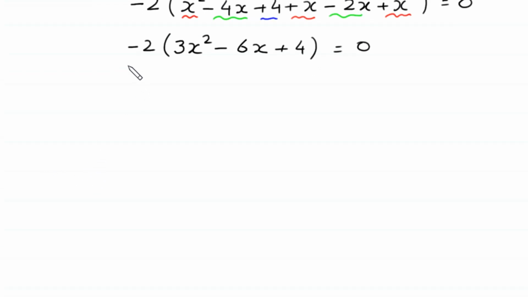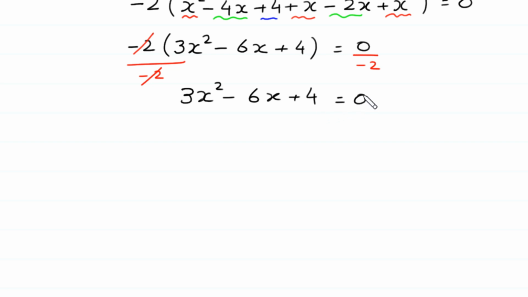Now we divide both sides by -2. This -2 will be cancelled with this -2, and here left 3x squared minus 6x plus 4 is equal to 0. Now this quadratic equation is not factorable, so we solve it by quadratic formula. In this equation, a is equal to 3 and b is equal to -6 and c is equal to 4.